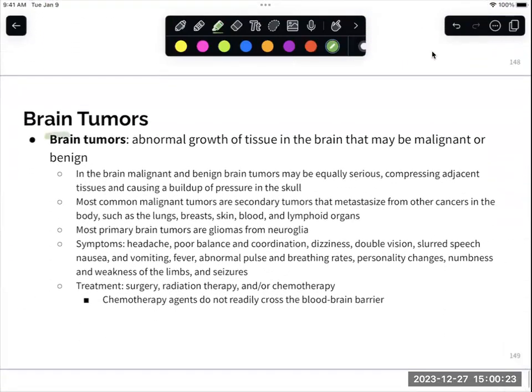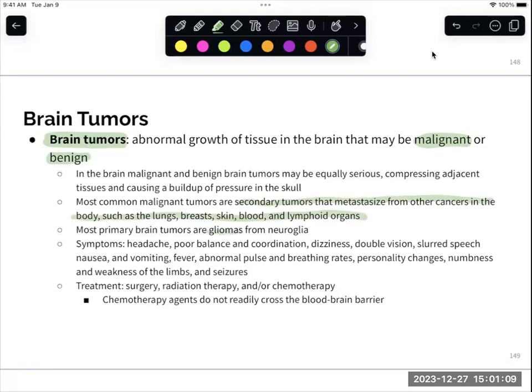Brain tumors. This is abnormal growth of brain tissue. It can be malignant, which is cancerous and will probably spread somewhere else in the body, or it can be benign. They can be serious because, especially in an adult skull, as they continue to grow, they're going to push down on brain tissue. Most malignant tumors are usually secondary tumors that have metastasized from other cancers in the body, like lung, breast, skin, blood, or lymphatic.